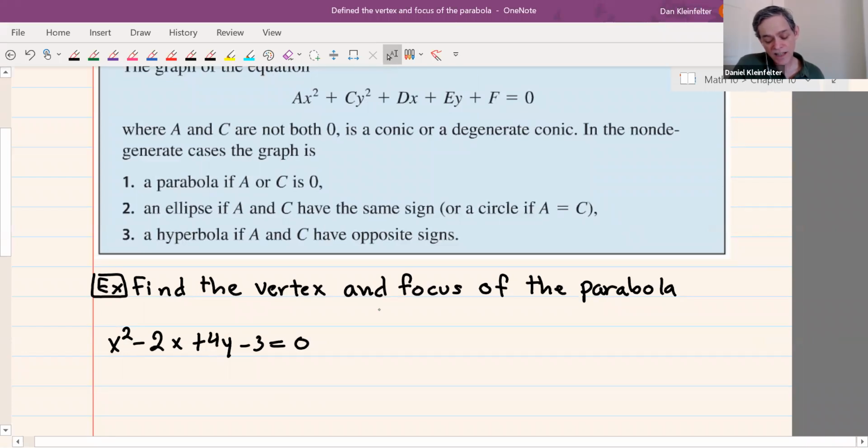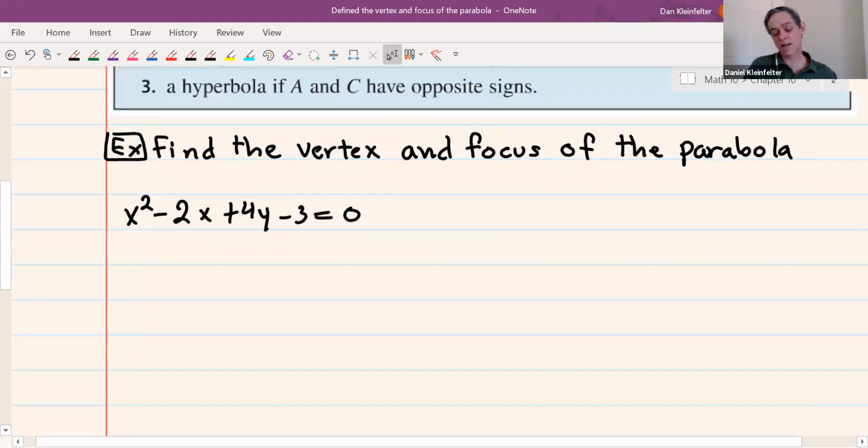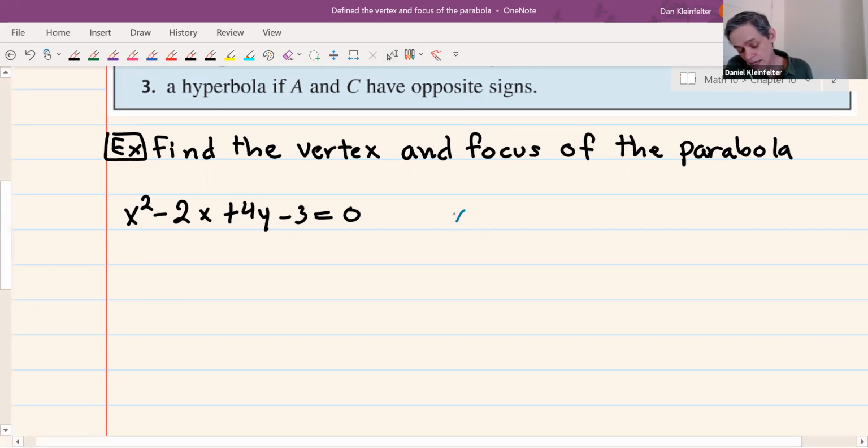All right, so here it says, find the vertex and focus of the parabola. If I didn't tell you that this was a parabola, how would you know? Taking a look at the equation, it's x squared minus 2x plus 4y minus 3 equals 0. There is an x term that's squared, but there's no squared y term. If only one of the variables is squared, it's going to be a parabola. Since the x is squared, it's going to open either up or down. To find everything, we want to rewrite this in standard form, x squared equals 4py. Once again, to do that, we're going to be completing the square.